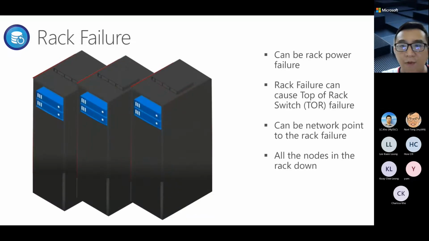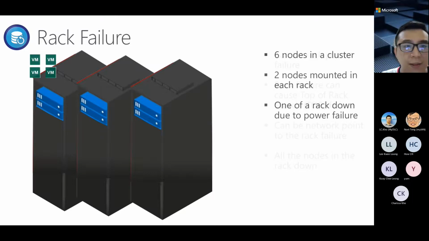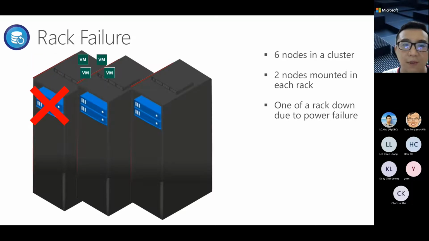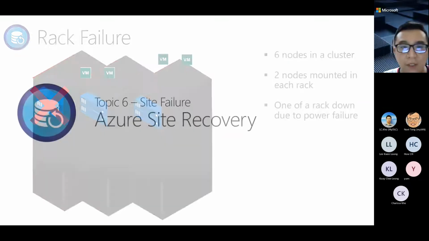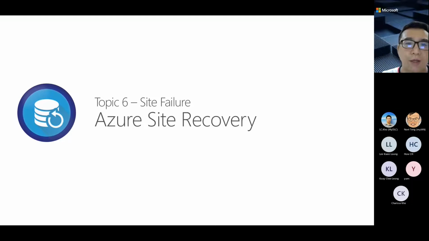So this is the example: when the chassis fails, the VM will fail over to the remaining chassis. Then we have rack failure. It can be rack power failure, or the TOR switch, or the network point which points to the rack, or any nodes in the rack failing, which you can categorize as a rack failure. When you encounter this, you need to make sure that the VM can fail over to another rack. So today we will talk about Azure Site Recovery, which is categorized under site failure.